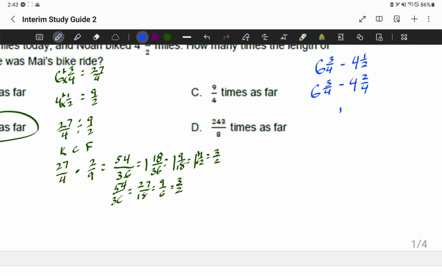3/4 minus 2/4 is 1/4. 6 minus 4 is 2. So 2 and 1/4.